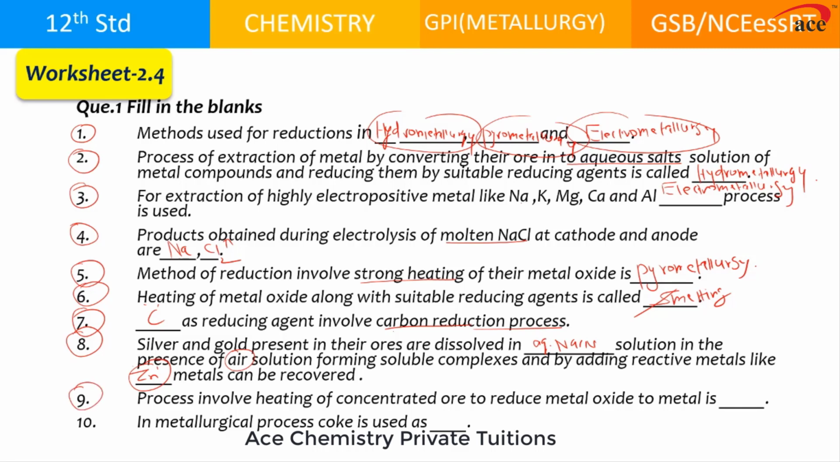The process involves heating of concentrated ore to reduce metal oxide to metal. Again, let's see. The process involves heating of concentrated ore to reduce metal oxide to metal.